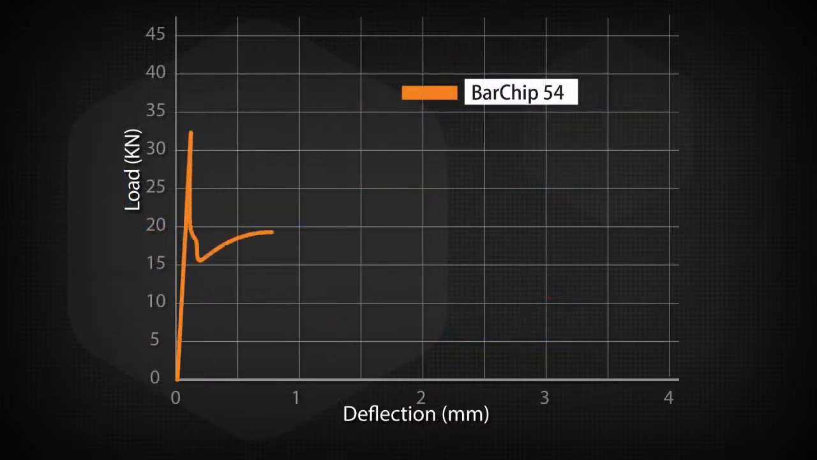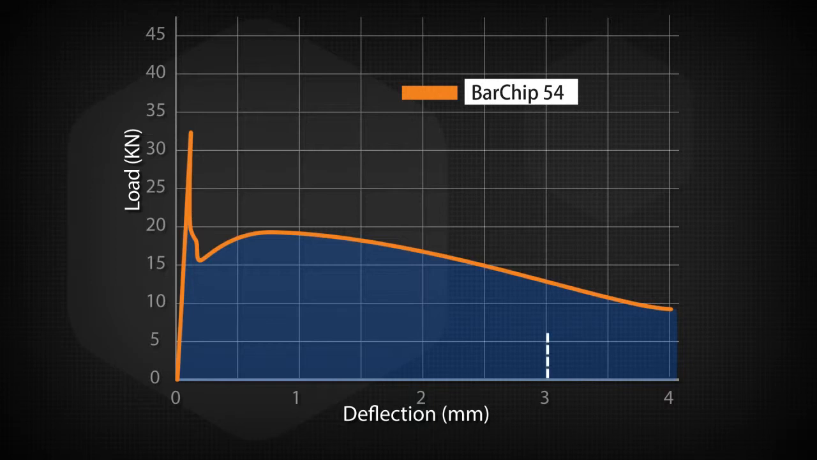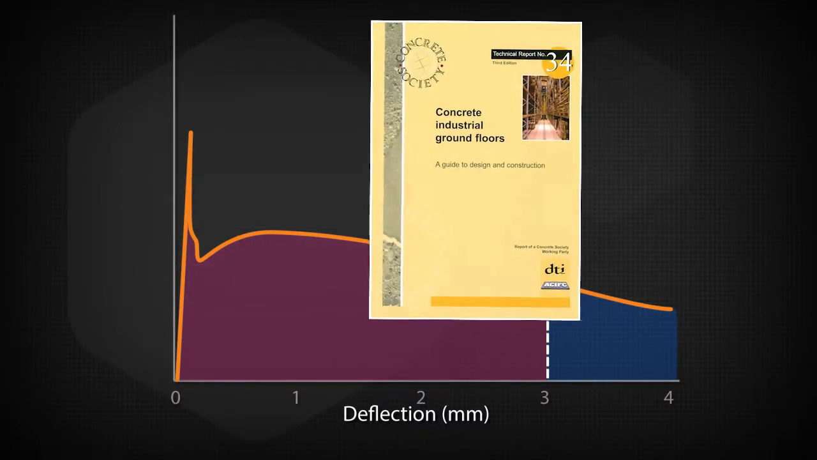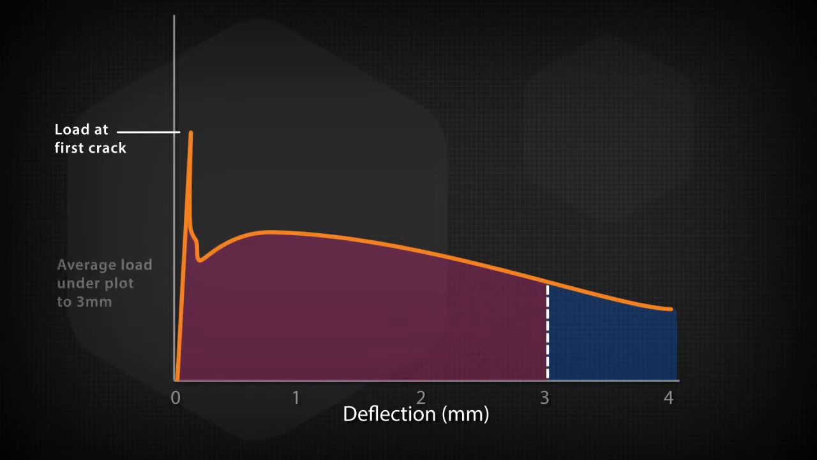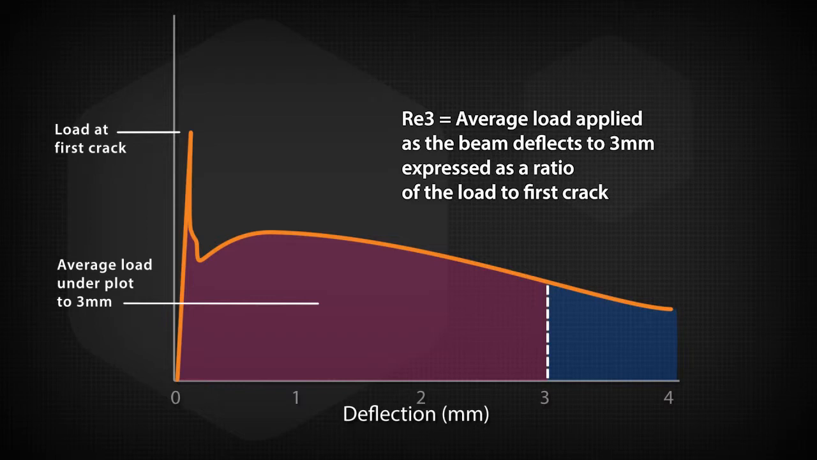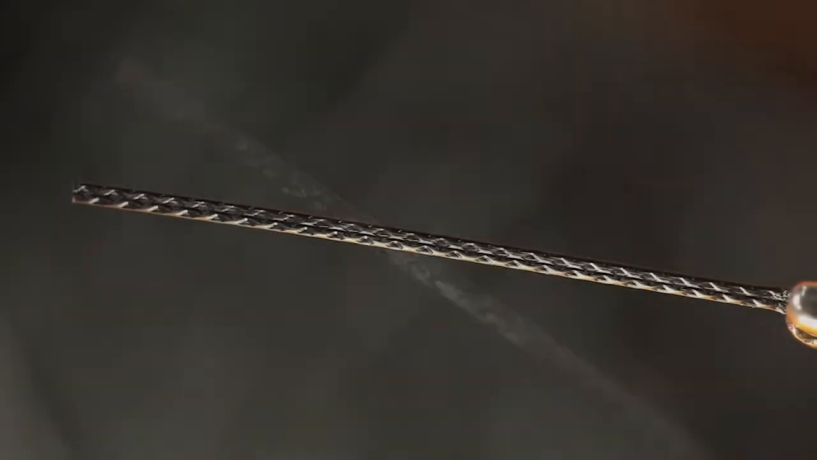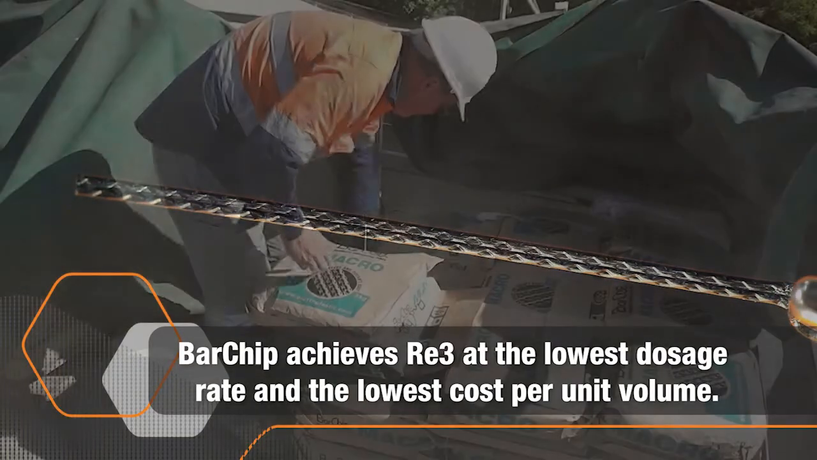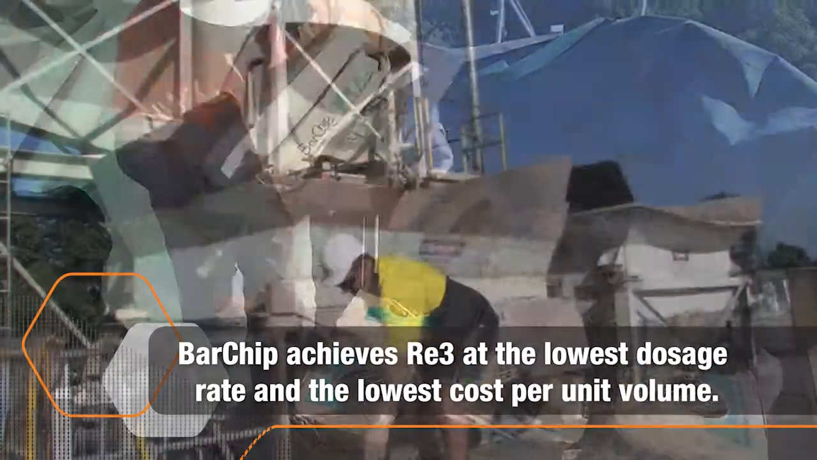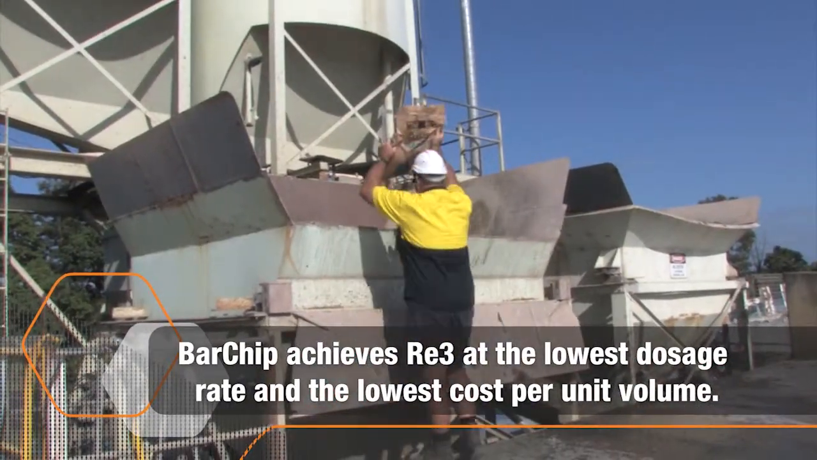For fiber in concrete, the standard industry performance indicator is measured by the residual strength at a 3 mm deflection, or the RE3 value. The UK Concrete Society Technical Report 34 states that a minimum fiber dosage should be sufficient to give an RE3 of 30%. Because of bar chip fiber's optimum design, it achieves this value at the lowest dosage rate and the lowest cost per unit volume in the market.